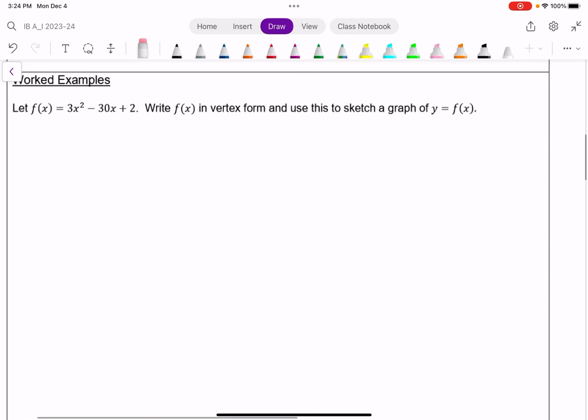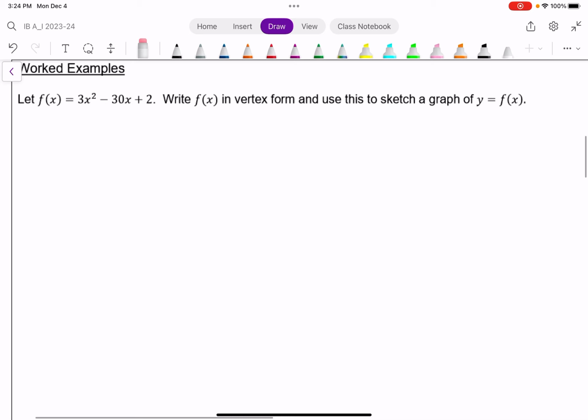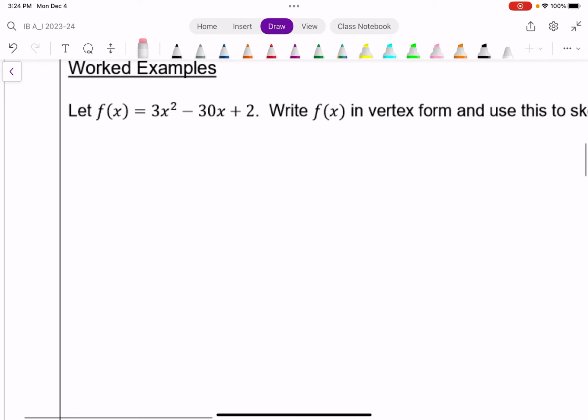If you're unfamiliar with this, the best way of working with it is to look at some examples. I have a quadratic function here, f of x. It's in standard form right now. I want to write it in vertex form, and I want to use that to visualize the graph of the function. To put this in vertex form, the process is called completing the square.